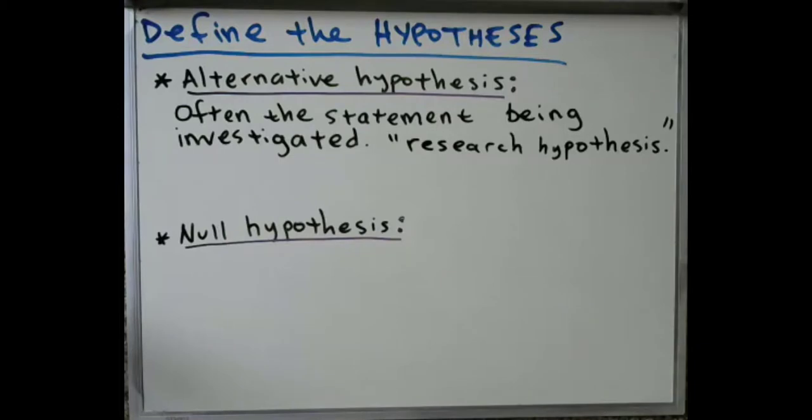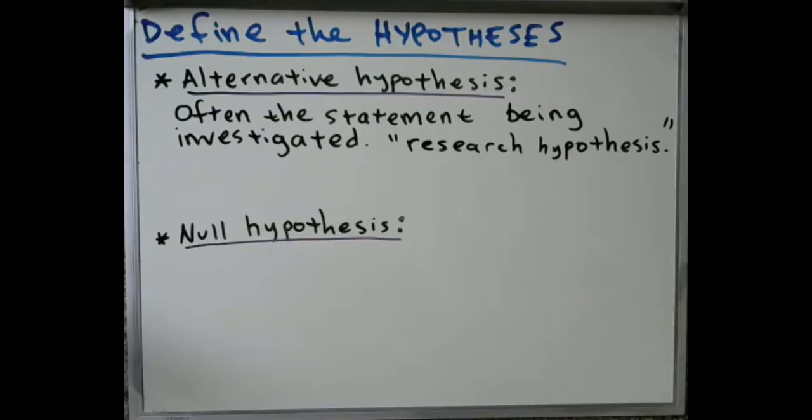And we'll do an example here shortly, but this might be an instance where, hey, we think the proportion of people in favor of this policy has increased, or we think the average age has changed. So that is what is being researched, and that is often going to take the position of the alternative hypothesis.